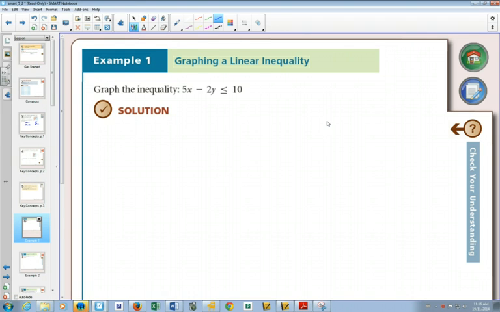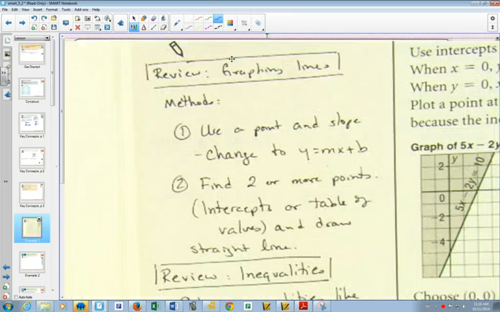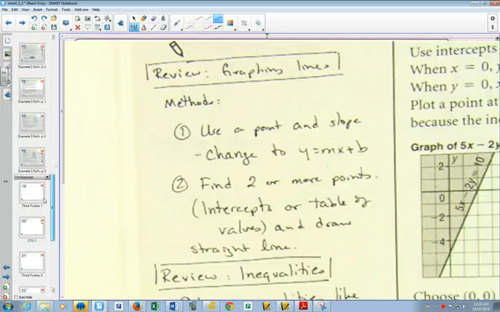Step 1 says use a point and slope, change to y equals mx plus b. Point or slope? Point and the slope. So use the point and the slope. When we do our first example, I'll show you both methods for graphing the line. Our first example will also involve having to flip the inequality.